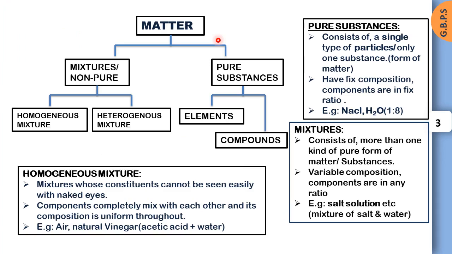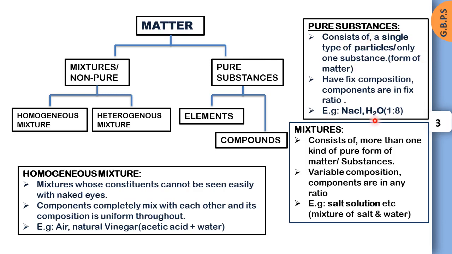Matter could be further classified into, number one, pure substances, and number two, non-pure substances or mixtures. Now first we'll go with pure substances. Whenever there is the word pure, it always comes to mind that there are some things which don't contain any other unwanted things, or we could say consists of a single type of particles or only one substance.